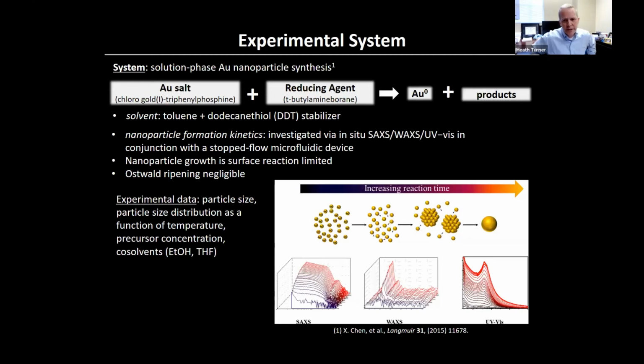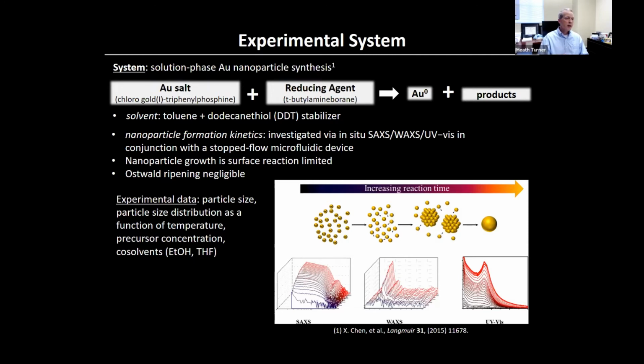So this is the first system that we started working with. Again, as a reminder, this is looking at the growth of gold nanoparticles in solution. Experimentally, the way this happens is you start out with a gold salt. You have a reducing agent. This reduces your gold salt to neutral gold. The gold nanoparticles gradually grow in solution until the bulk solution becomes depleted of the gold salt.